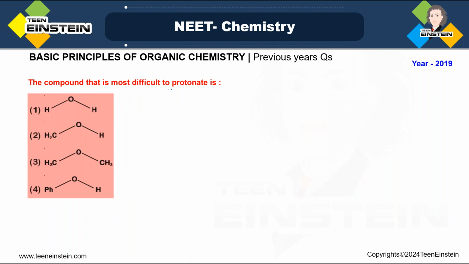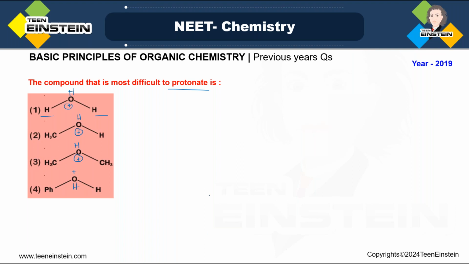The compound that is most difficult to protonate. Here, oxygen with 2 atoms or 2 groups on both sides, that is common, right? Now, when you are protonating it, it will be positively charged like this. Now, we have to find in which case it will be most difficult to protonate. Okay.